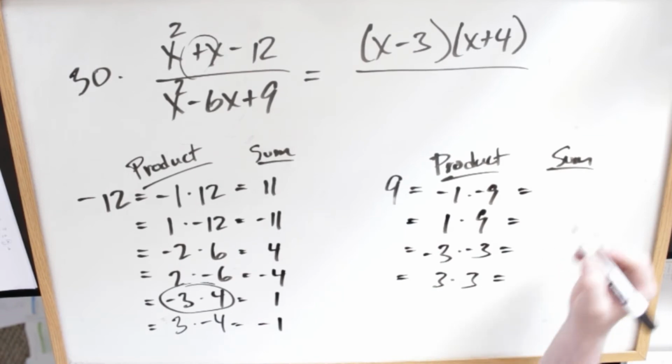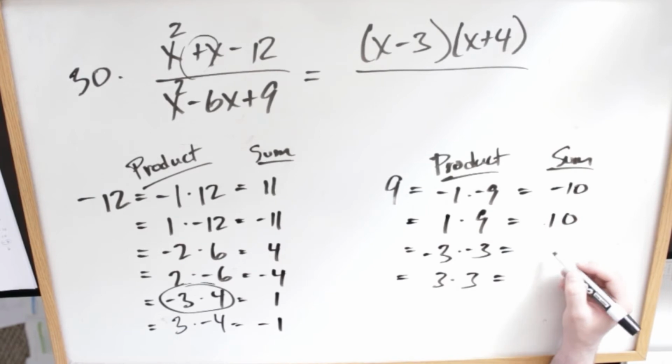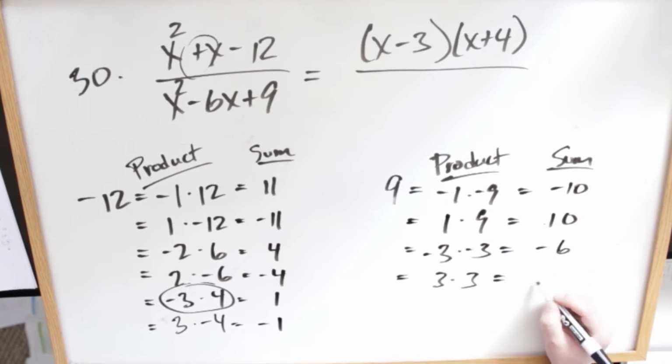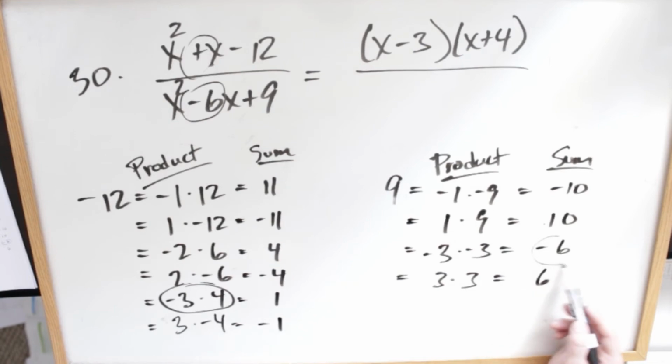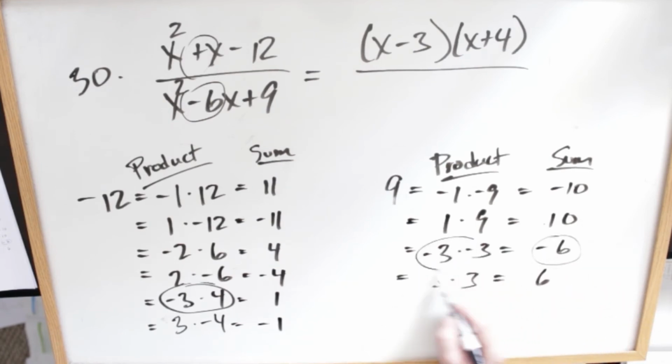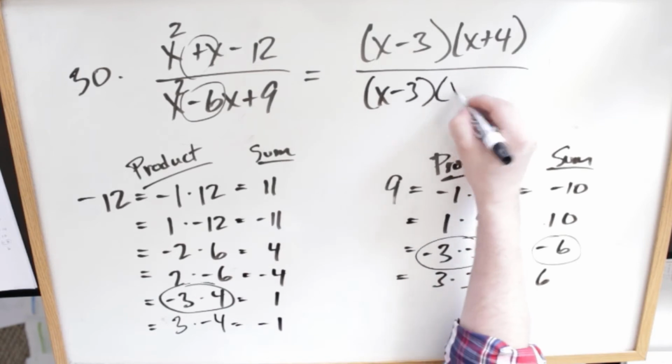Okay, and we're going to get a -10. This will be a +10. This will be a -6 and a +6. Okay. So now I look at, again, the middle term. It's going to be a -6, so I'm looking in the sum column for -6, which means these are going to be my factors. So I'll have x minus 3, x minus 3.